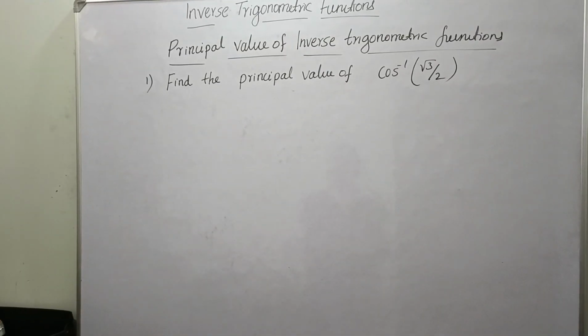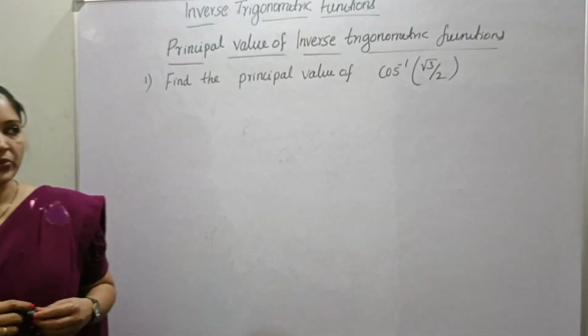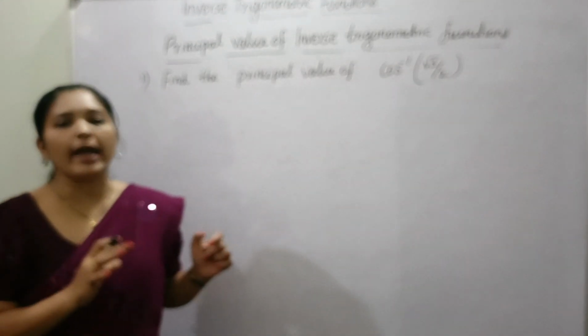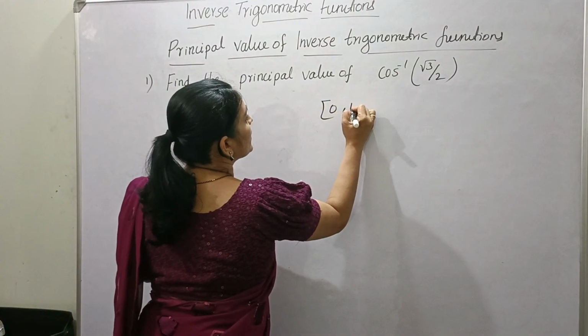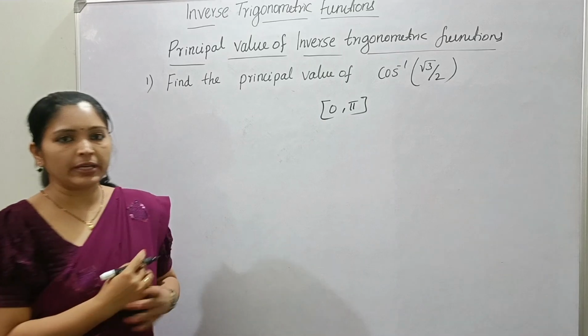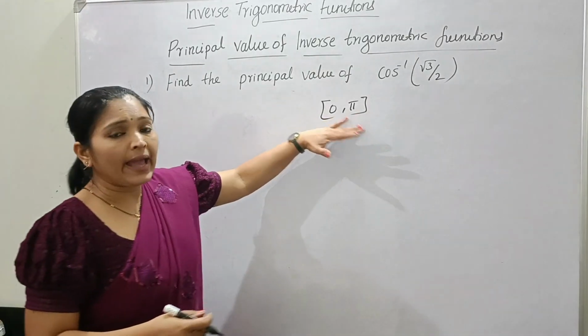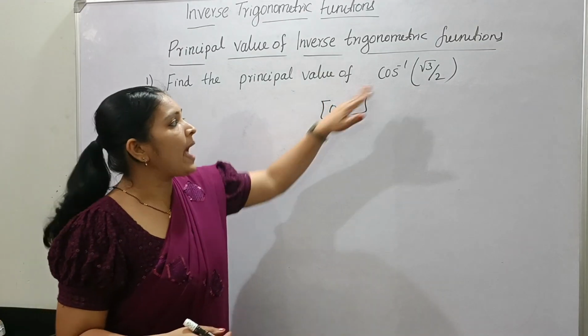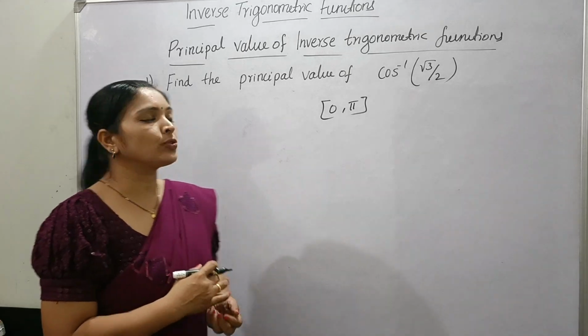Look at this question. Find the principal value of cos inverse of root 3 by 2. We have the principal value branch of cos inverse function is the closed interval 0 to pi, right? So here we have to find an angle which lies in 0 to pi, and cos inverse of root 3 by 2. So what is cos inverse of root 3 by 2?